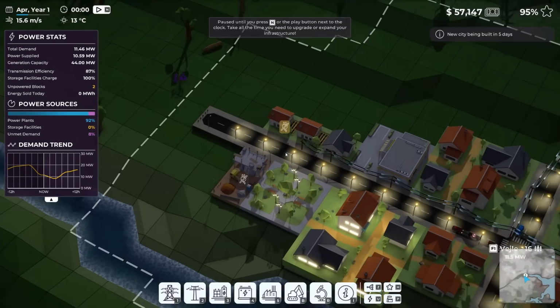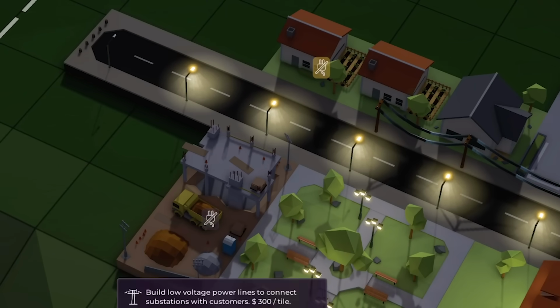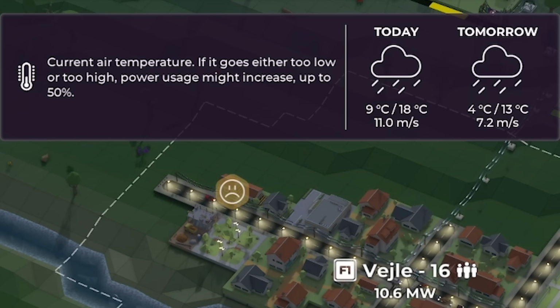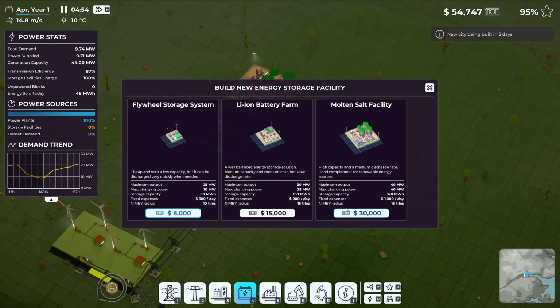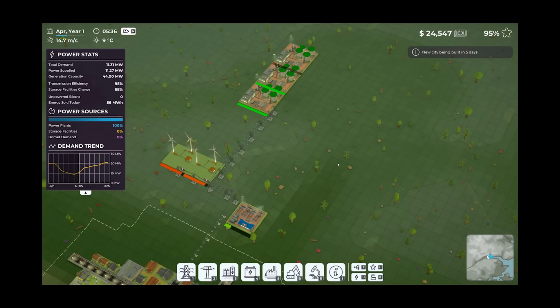All right, so you can see here the city has expanded. Now these guys on the end, they have no power. So we need to expand our low voltage power lines to the end of that road. Oh, and look, you can see tomorrow the wind speed is going to drop below 7. So that means we won't be producing any wind power. So I'm just going to build another storage facility. Fail to prepare to fail.